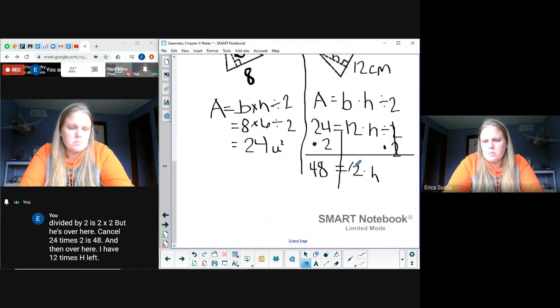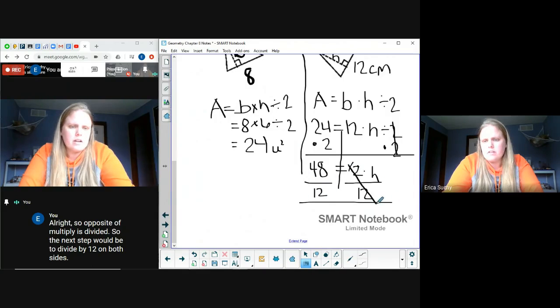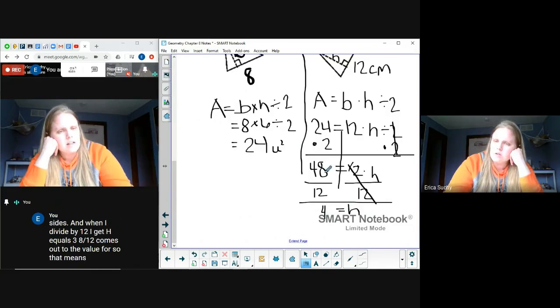Handwriting is getting worse as we go. All right, so opposite of multiply is divide. So the next step would be to divide by 12 on both sides. And when I divide by 12, I get h equals 48 divided by 12 comes out to the value 4. So that means my height is a value of 4.